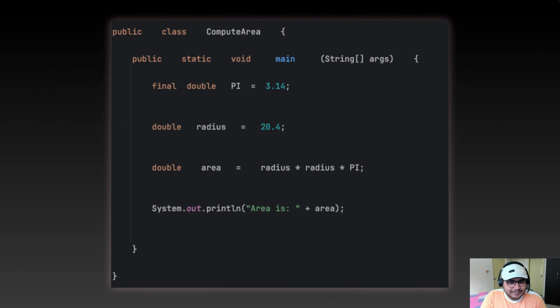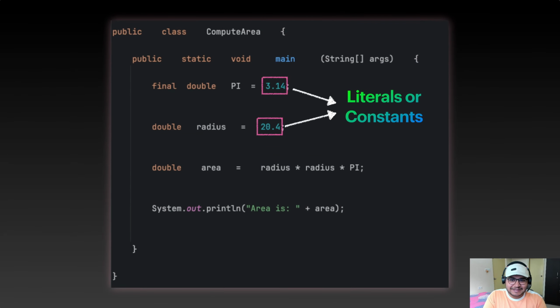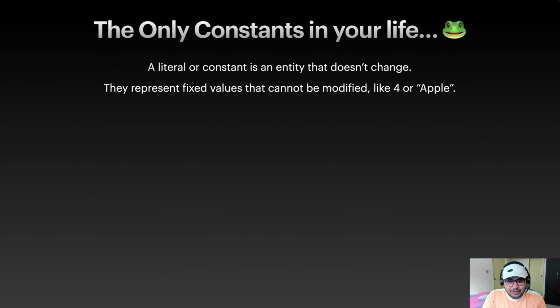Remember this Java program? We will come across this multiple times in this episode, so don't worry. 20.4 and 3.14 are literals in this program. Let's understand the literals in Java programming language. A literal, also known as a Java constant, is an entity that does not change throughout the course of the program. They represent fixed values that cannot be modified, like the integer value 4 or a string value apple.